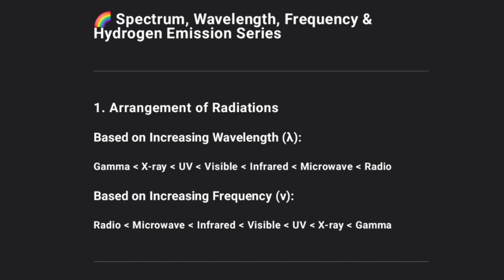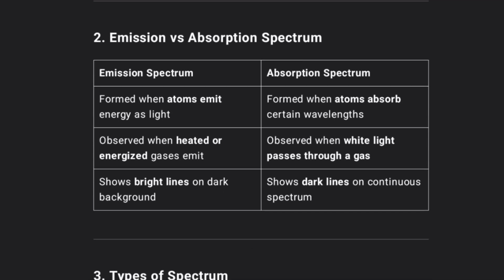2. Emission versus absorption spectrum. Emission spectrum is formed when atoms emit energy as light. Absorption spectrum is formed when atoms absorb certain wavelengths. Emission is observed when heated or energized gases emit. Absorption is observed when white light passes through a gas. Emission shows bright lines on a dark background. Absorption shows dark lines on a continuous spectrum.